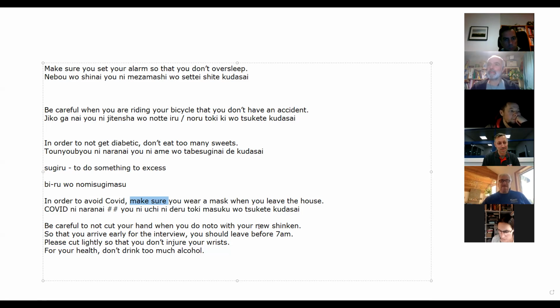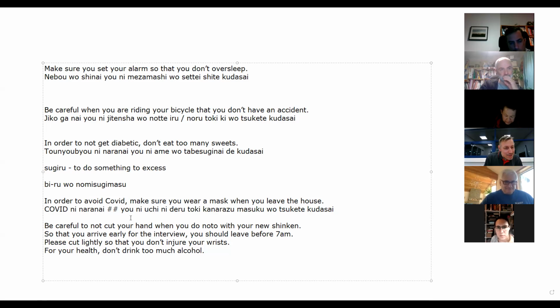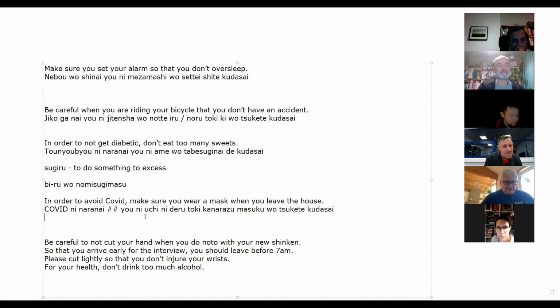So where would you put it in the sentence, Tom? No, it's not there. Then after the toki. Very good. Kanarazu. Excellent. Can we talk about that naranai? So I don't think it's "don't become COVID." Yes, quite. So there's actually some different words we can use.